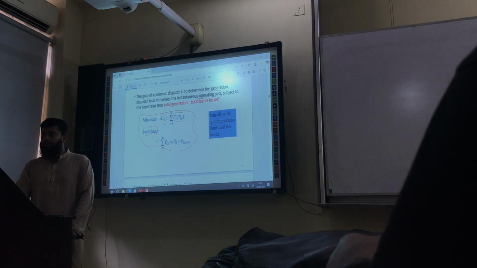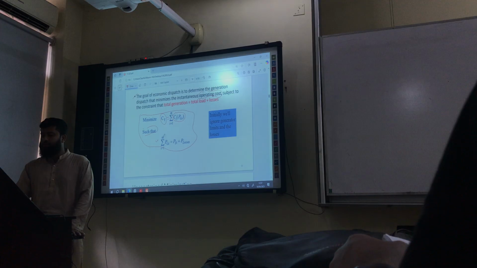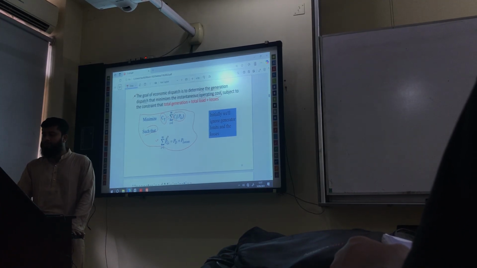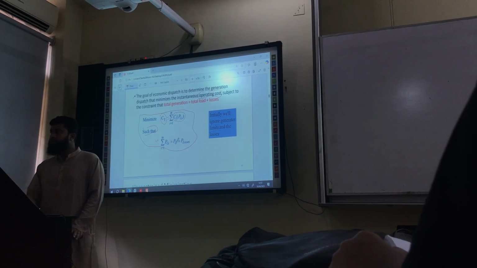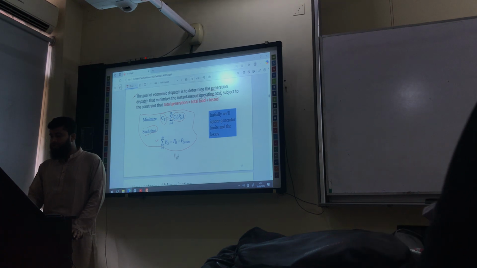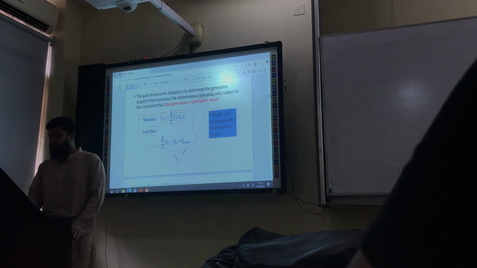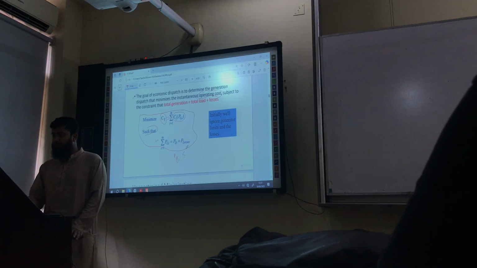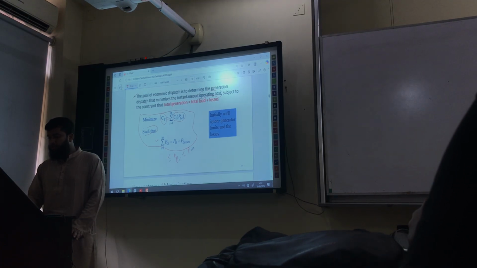Then this is the first constraint, the equilibrium constraint. The summation of generation from all available generators should be equal to the load demand plus losses, right? Then we can add another constraint like this: PGi, the generation from any particular unit i, should be within this bound, PGi min and PGi max.